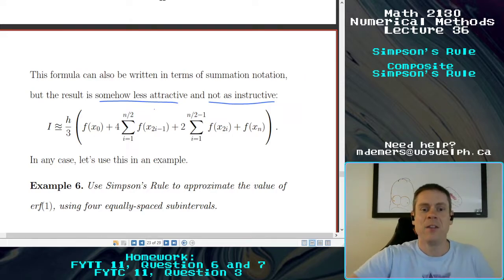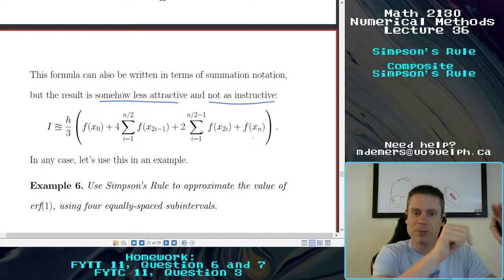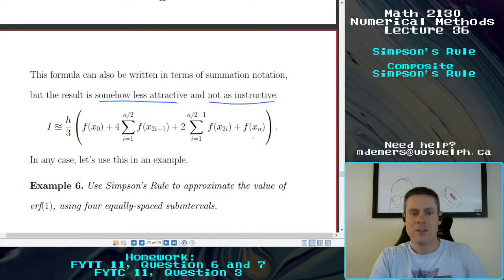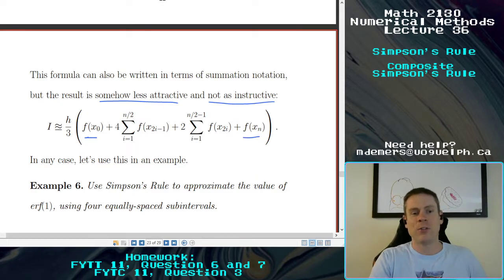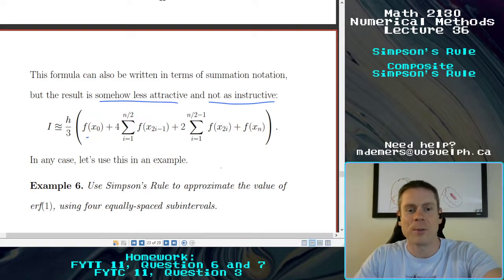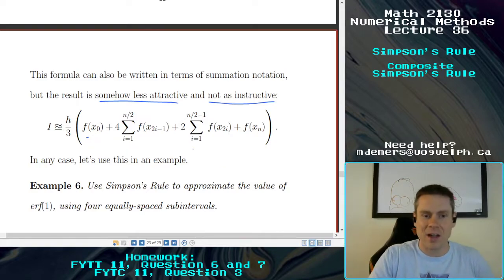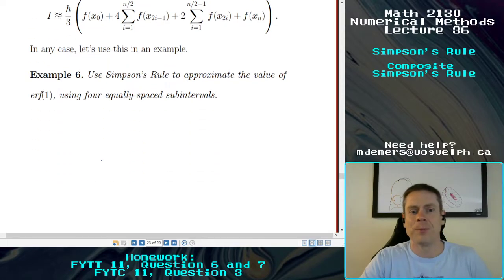So anyway, this is what it looks like in terms of sums, and you can see there are certain terms with a 4 in front, certain terms with a 2 in front, the basic endpoints with just a 1 in front, and the whole thing is multiplied by h over 3. So definitely an interesting formula. Again, I want to emphasize it's not that hard to use. You just got to jump in and do it. So that's what we're going to do.